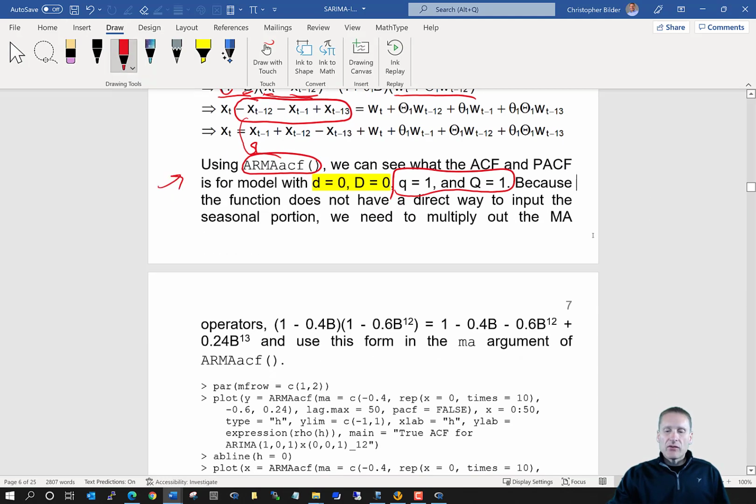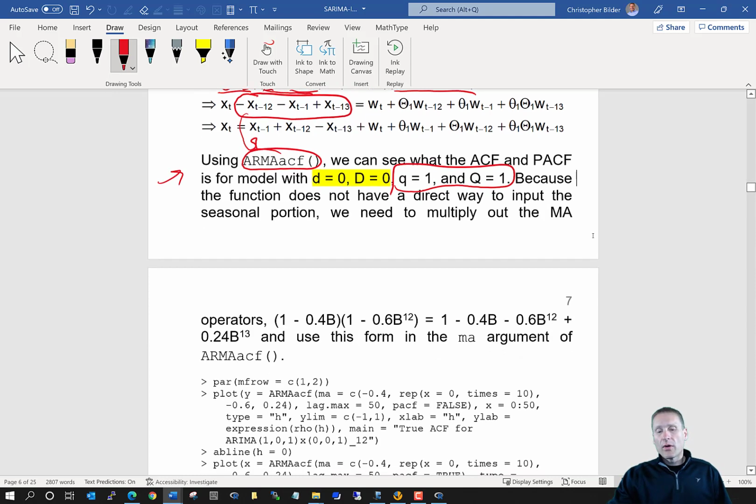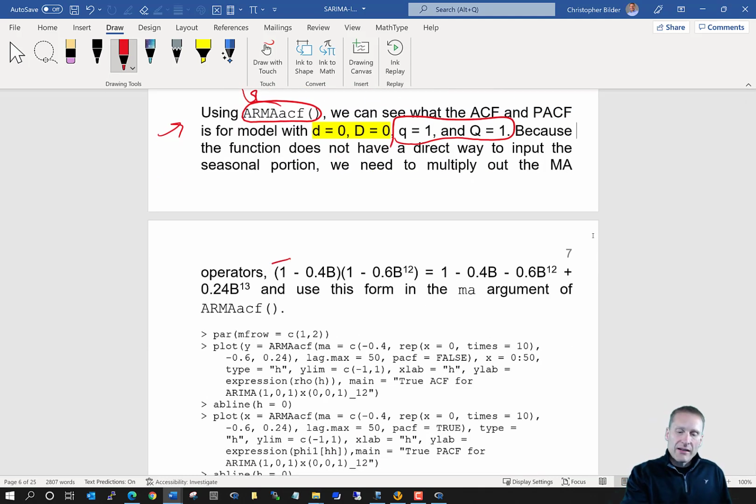So instead, to actually get this function to work for us, we're going to need to take these two MA parts of our model and multiply them out. So take this 1 minus 0.4 times b times 1. That's where I get this right here. Then take the negative 0.4 times b times the 1 minus 0.6 times b to the 12. And this is what I get there.